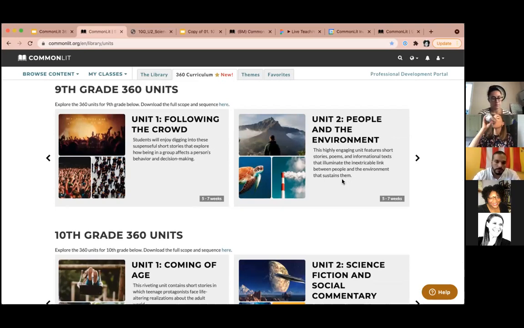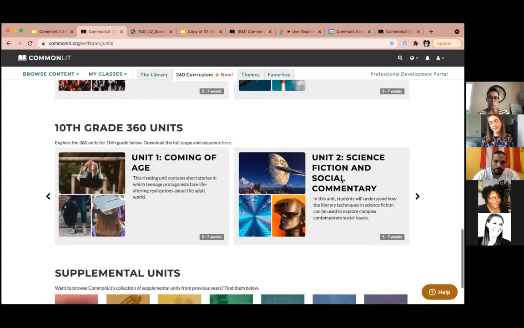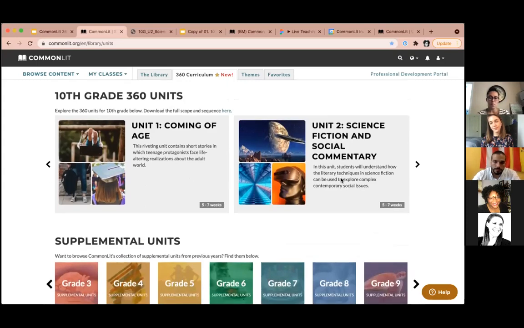So, wonderful poetry about turtles, the loss of bees. Students are just getting a great chance to look at what is that connection between people and the environment, and how what we do does change the environment. In 10th grade, unit 2 is science fiction and commentary. I won't tell you too much about that because this is actually the unit we are going to take a look at momentarily.